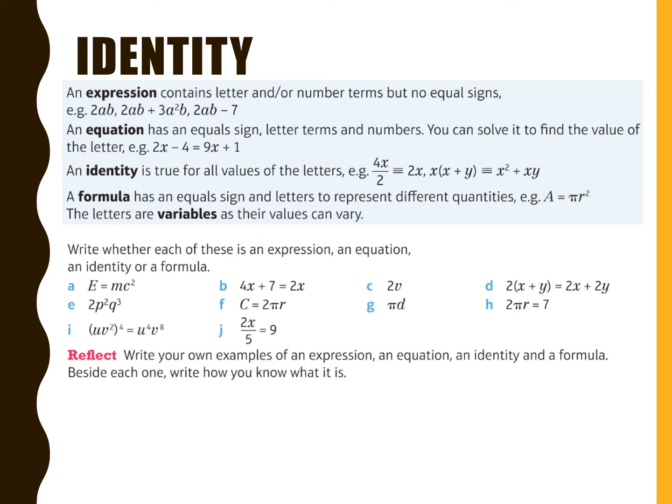So what I want you to do is write whether each of these is an expression, an equation, an identity, or a formula. Okay, you decide. I know straight away this is a formula: E equals mc squared. If you don't know it, just look into your notes. I'm assuming this will be in the physics curriculum. But E equals mc squared is a formula. And what about writing down your own examples of an expression, an equation, an identity, and a formula? And beside each one, write how you know what it is, okay?